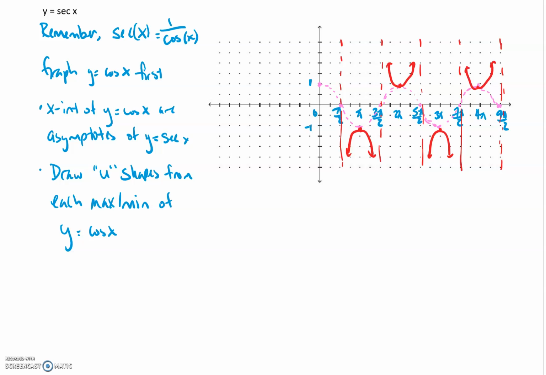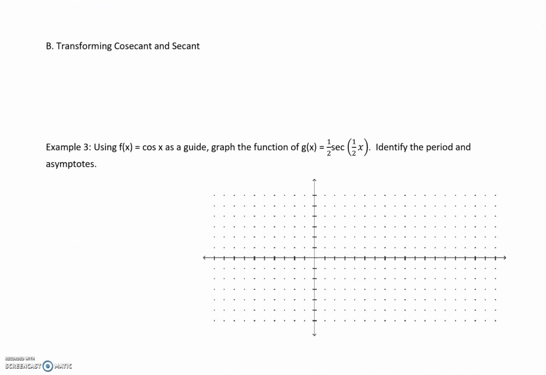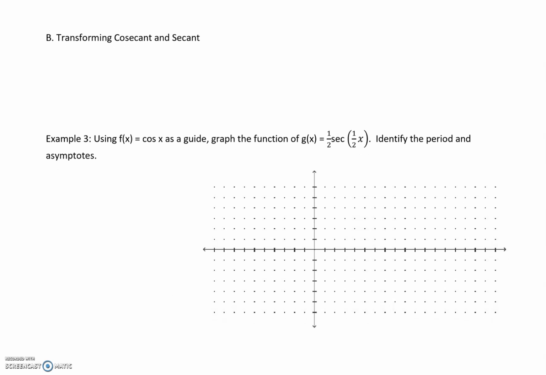And there's my cosecant. Or excuse me, my y equals secant x. I keep thinking cosine, cosecant, but again, y equals secant x here. So it looks very similar to cosecant. It's just where the u's are different, right? Where the asymptotes are different because sine and cosine are different. And that's it. So if we move on to our transformations, same deal. Draw the transformed sine or cosine function first, and then x-intercepts become asymptotes. Draw u's for maximum minimum. So that's always going to be the same method.